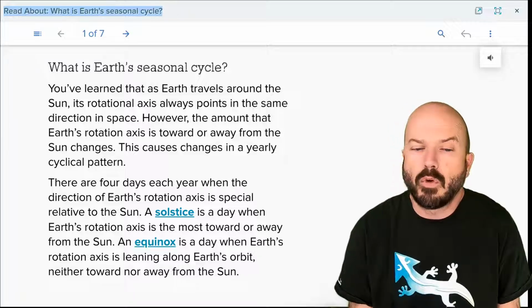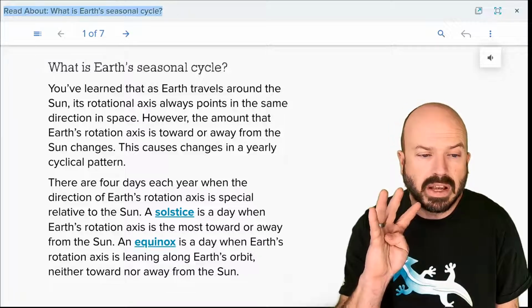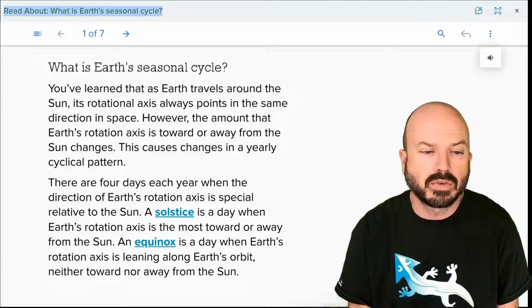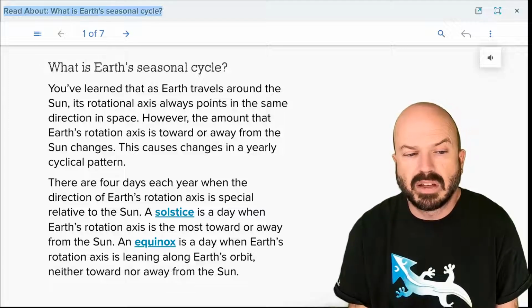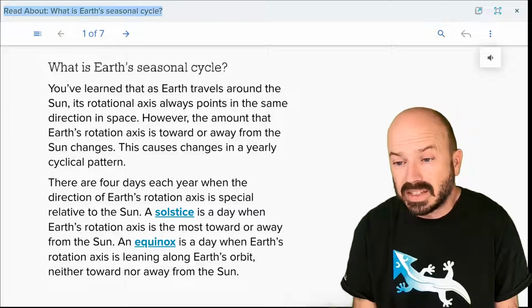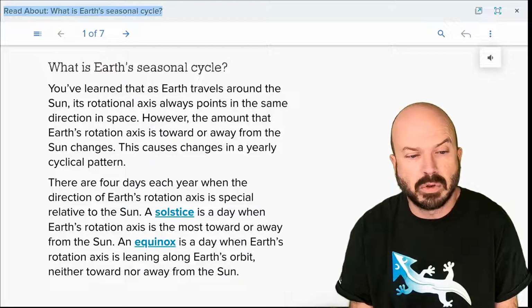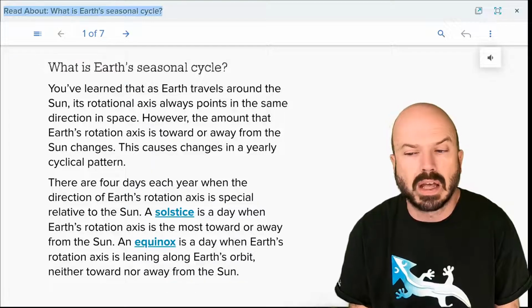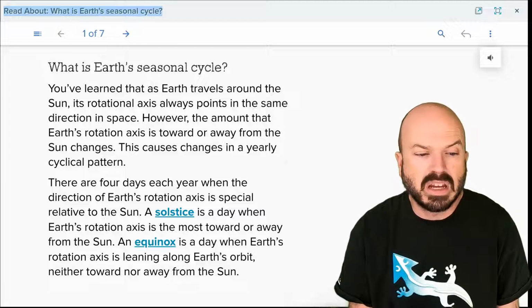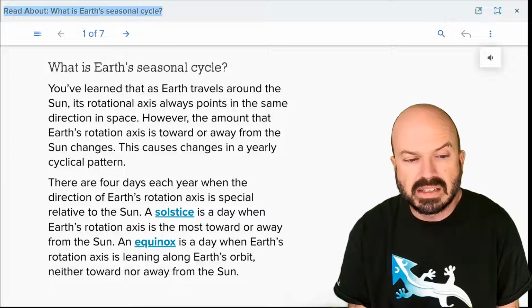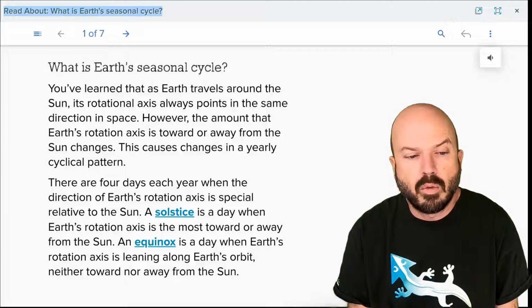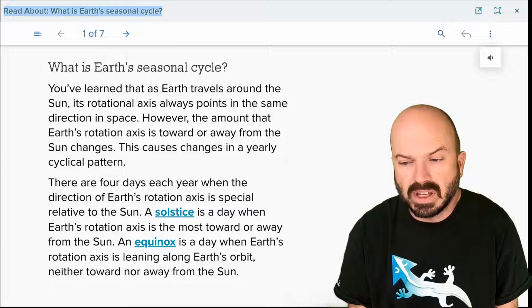Now, there are 4 days, count them, 4 days each year when the direction of Earth's rotation axis is special relative to the sun. A solstice is a day when Earth's rotation axis is the most toward or away from the sun. An equinox is a day when Earth's rotation axis is leaning along Earth's orbit, neither towards nor away from the sun.